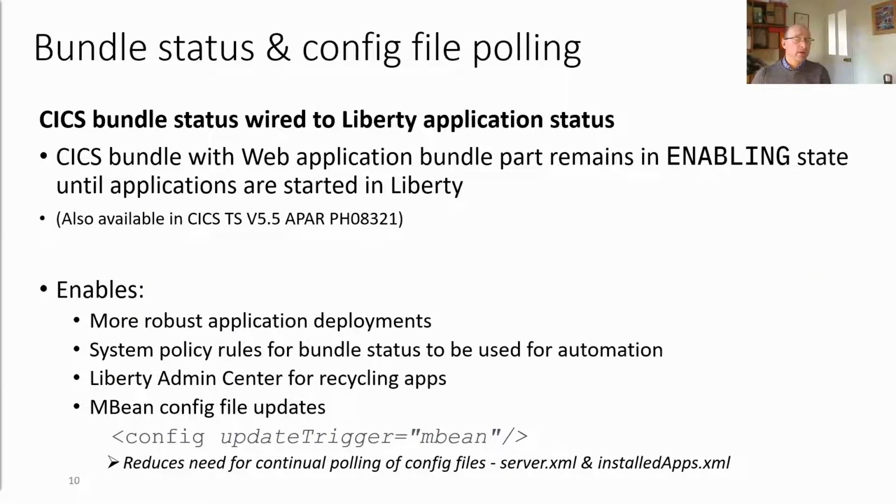Okay, so that's everything about Spring Boot. The next thing we did in 5.6 was to make our bundle status and config file polling more robust. So the CICS bundle status is now wired to the Liberty application status. What does that mean? It means the CICS bundle, which is the CICS resource used to deploy Java applications, if it contains a web application bundle part, has its status hardwired directly to the status of the Liberty application, so it remains in enabling state until applications are started in Liberty.